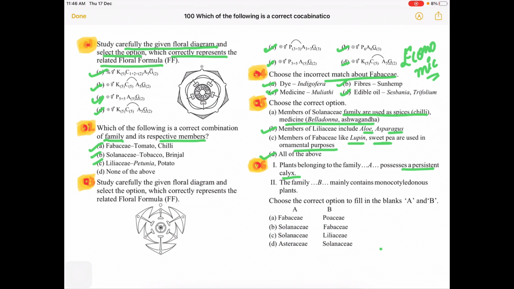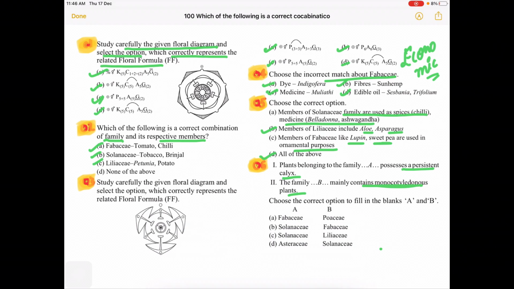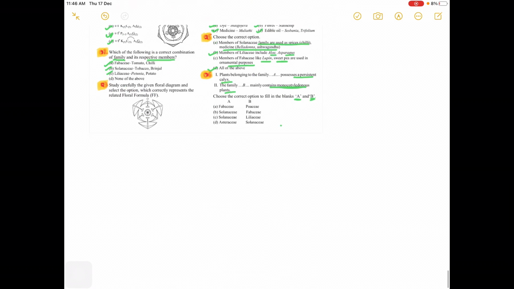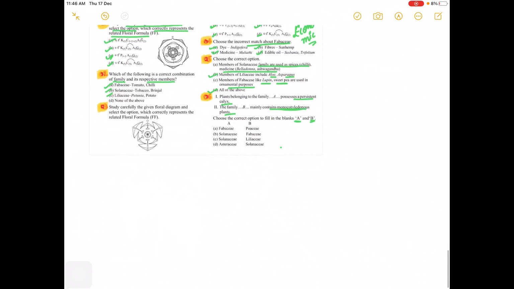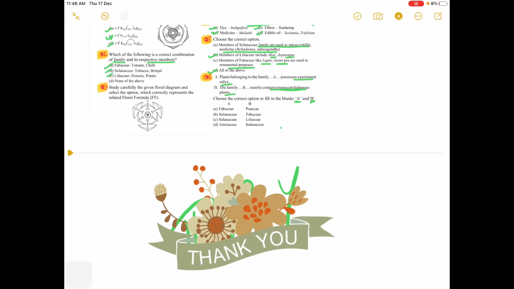Choose the family dash mainly contains monocotyledon plants. That is also what we just discussed. So choose the correct option to fill in the blanks with A and B. Right. So this is all for today's lecture. And now we are going to start another lecture, another chapter actually.